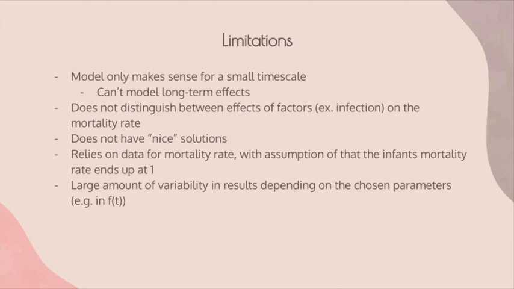Because we relied on data for mortality rate, we assumed that the infant's mortality rate just ends up at 1. This is not going to be the most realistic, but another limitation is a large amount of variability. Our results really depend on parameters like f of t, the weighting function that we chose, so we could try out more different functions for the parameters. We might also incorporate the factors of infection into our model, so that it could be a more realistic scenario.